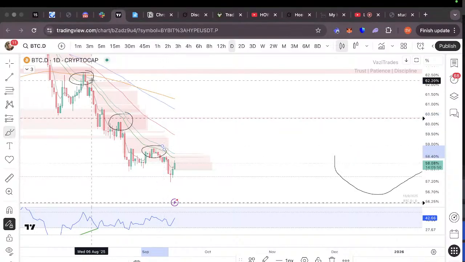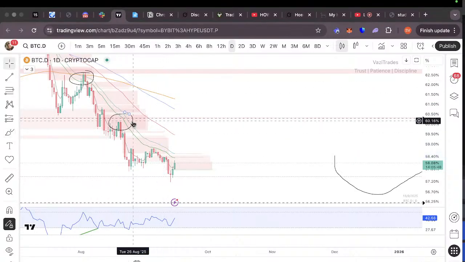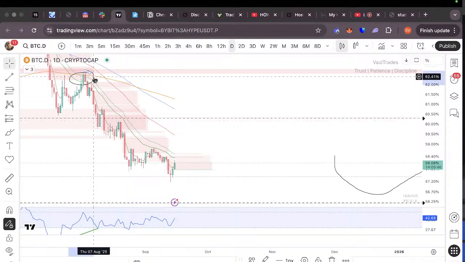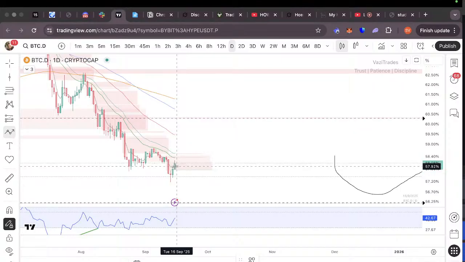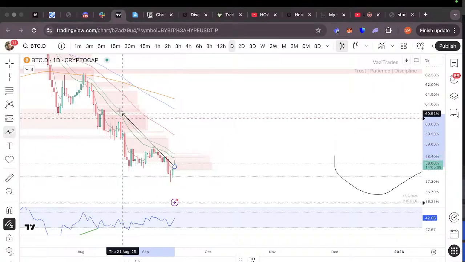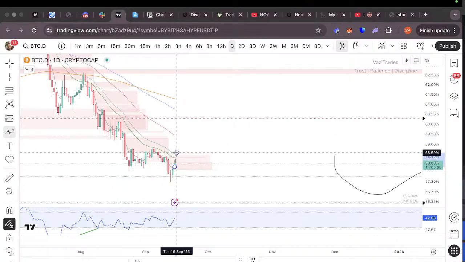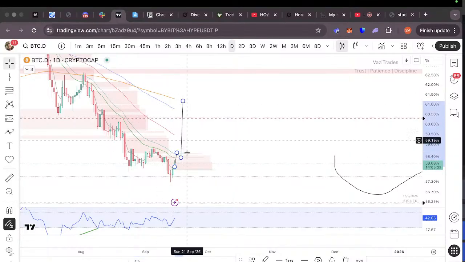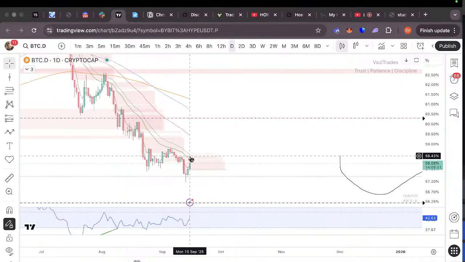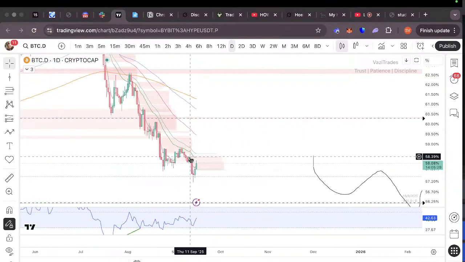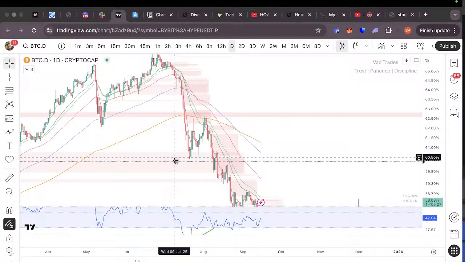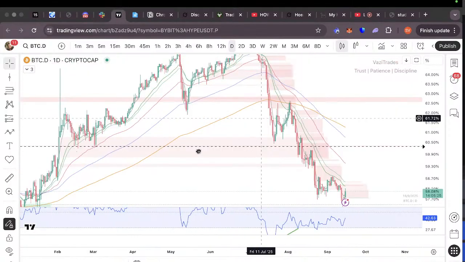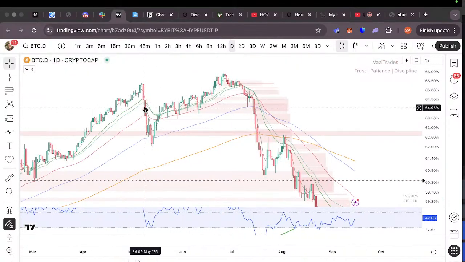In our case, it was respecting the 20 and 26 EMAs, right? Which means when Bitcoin dominance gives a close above the 20 or 26 EMA, expect a crazy pump. There should be a pump coming after the pump, something like what we had here, right?